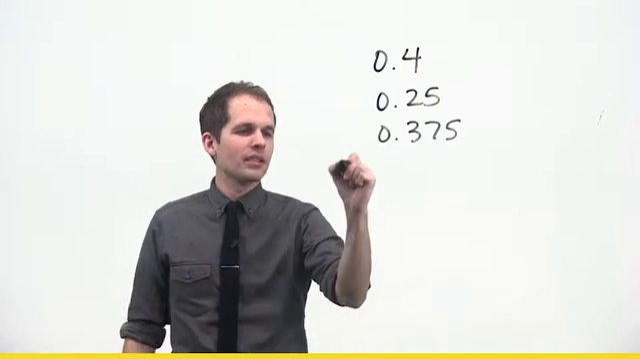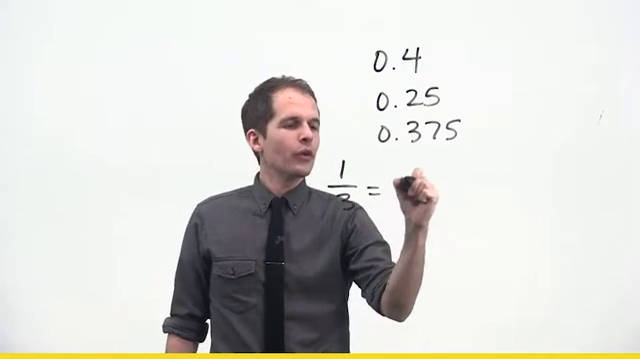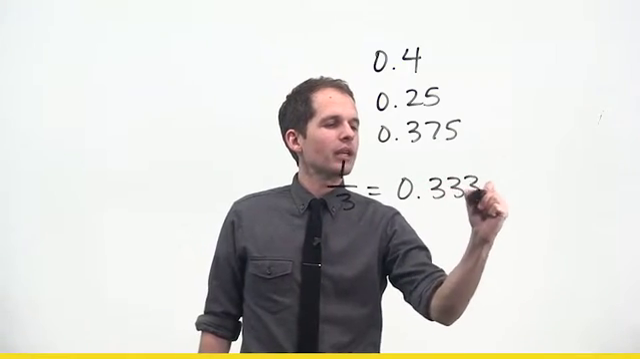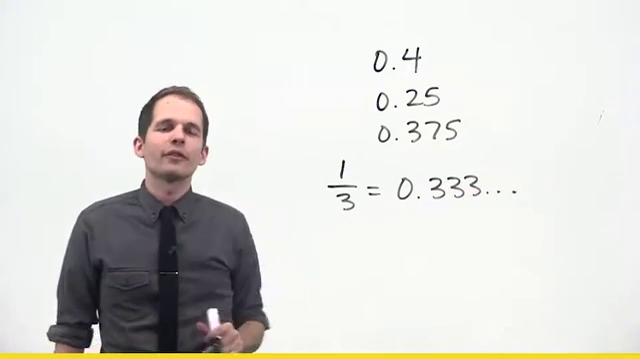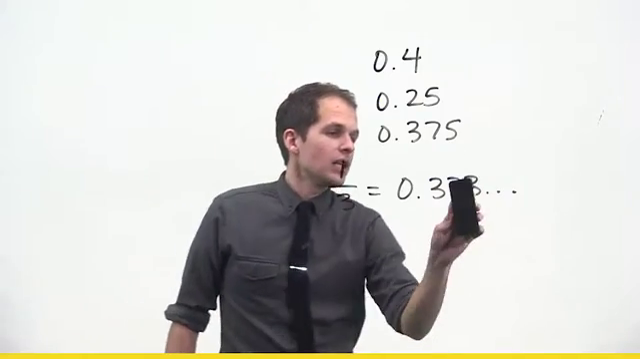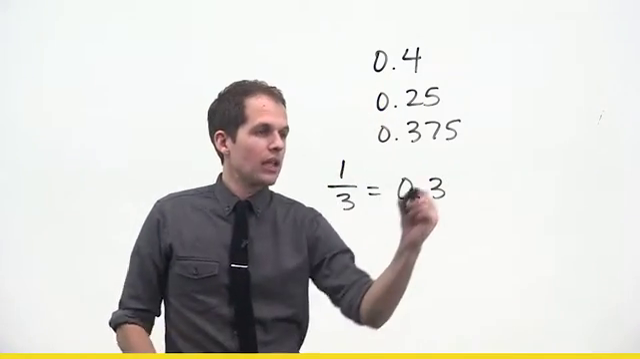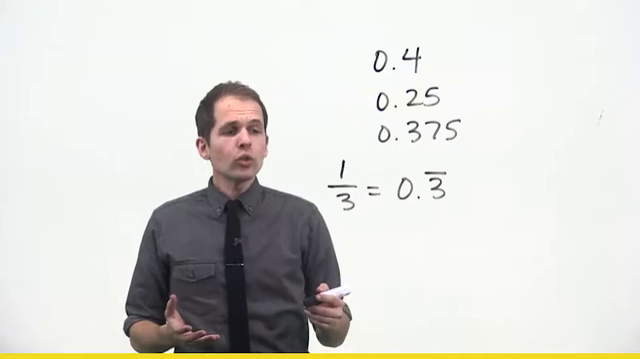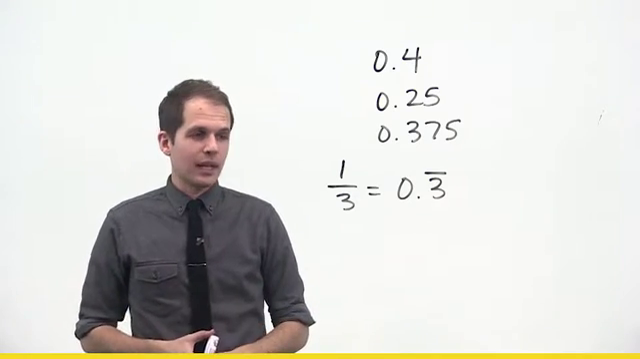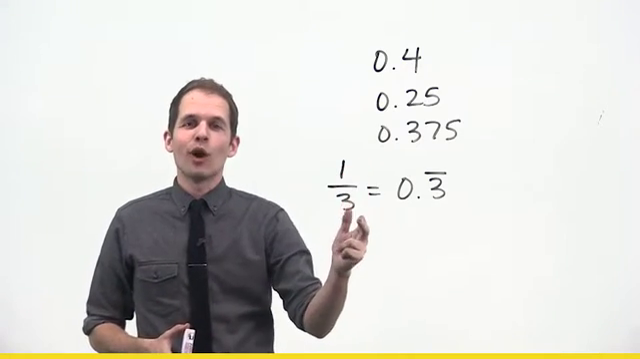And a common example of this is something like 1/3. 1/3 is 0.333 repeating. These threes go on forever. In fact, you might see this as something like 0.3 with a little line over it. Now, we could also call 1/3 a rational number because I can express it as one integer value over another.